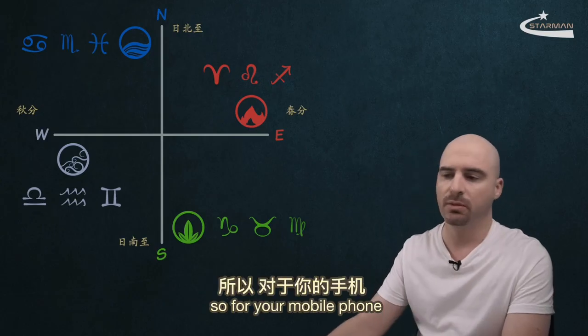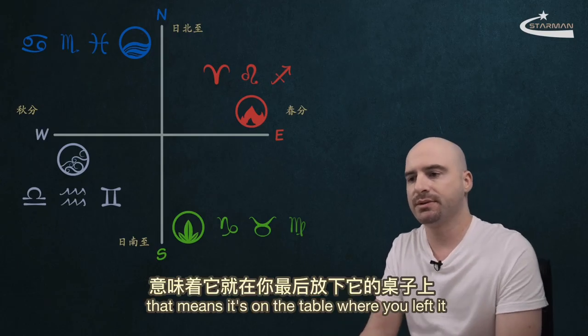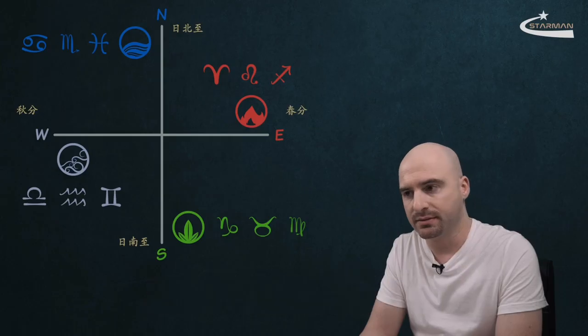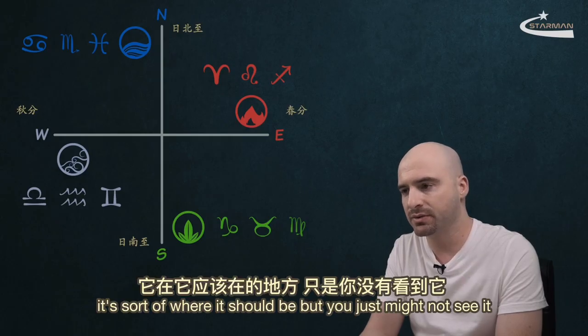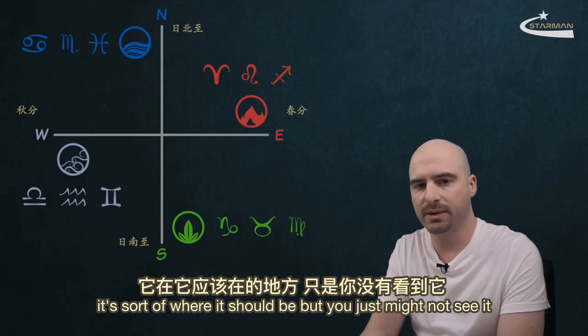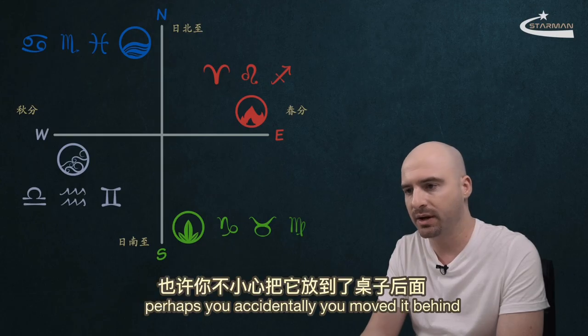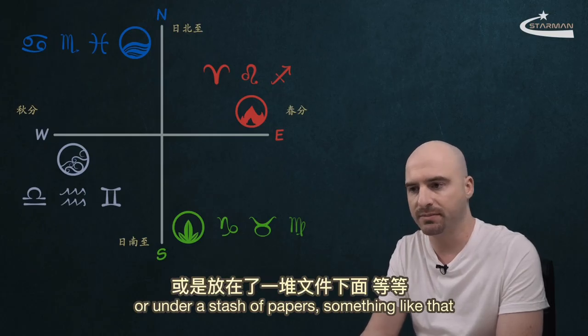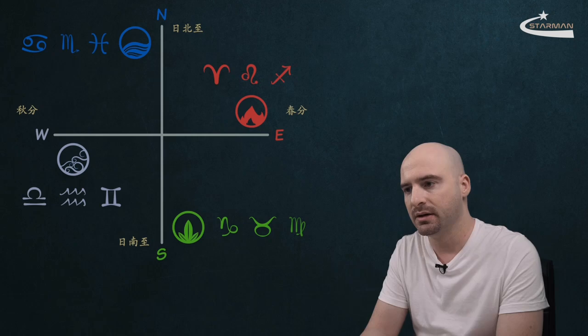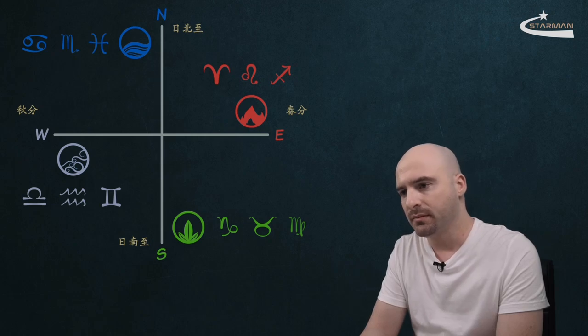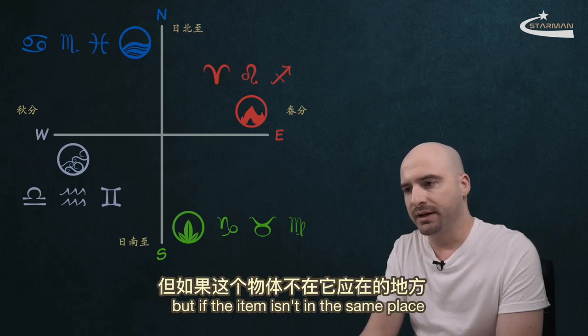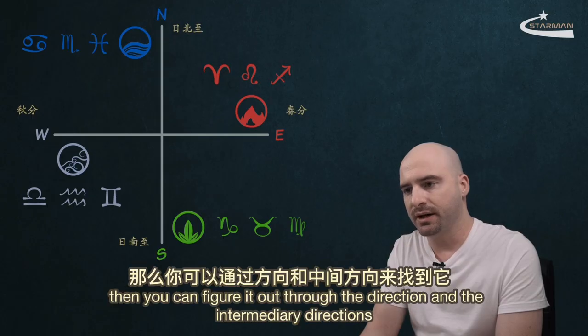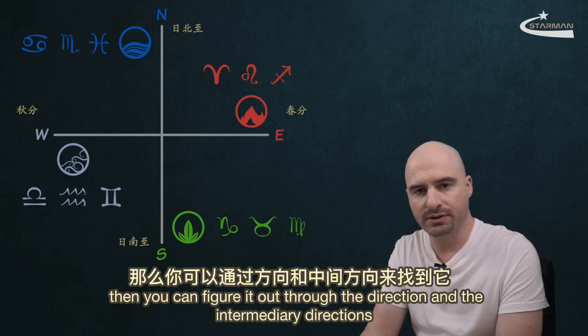So for your mobile phone, that means it's on the table where you left it, okay? It's sort of where it should be, but you just might not see it, right? Perhaps you accidentally moved it behind or under a stash of papers or something like that, right? But if the item isn't in the same place, then you can figure it out through the direction and the intermediate directions, okay?